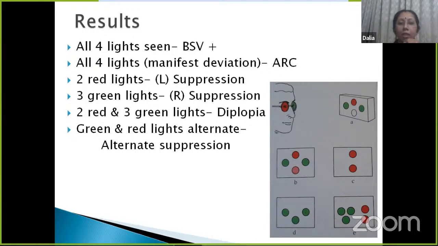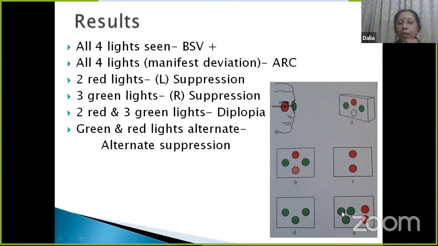If the patient says he is seeing the four lights, but he has a small manifest deviation, then that is anomalous retinal correspondence. If the patient sees two red lights alone, that means he's not seeing with his left eye, so he's having a left suppression. Seeing three green lights, then it is right suppression.